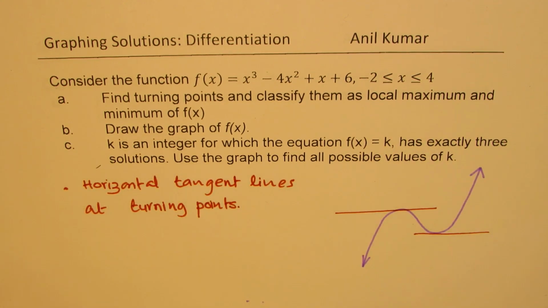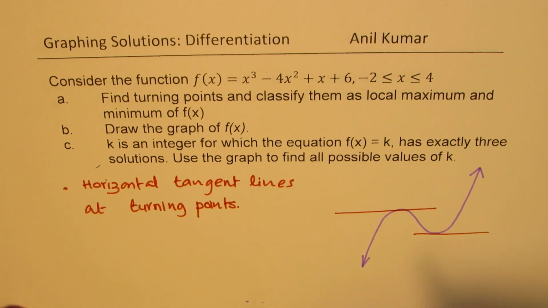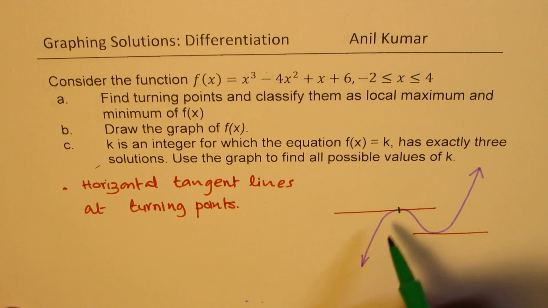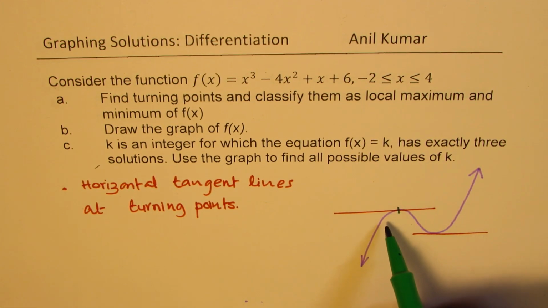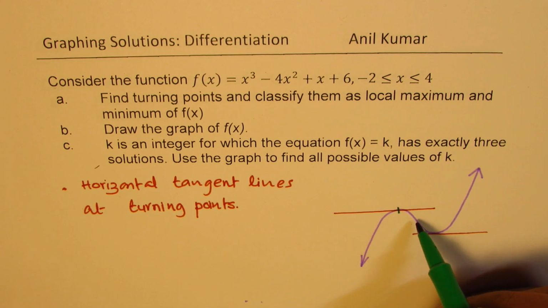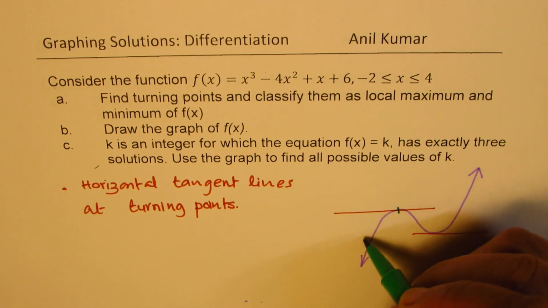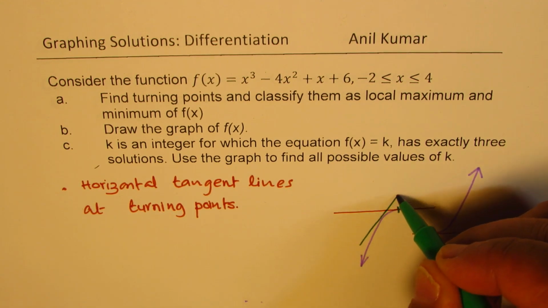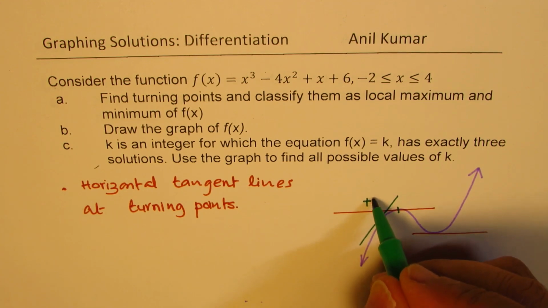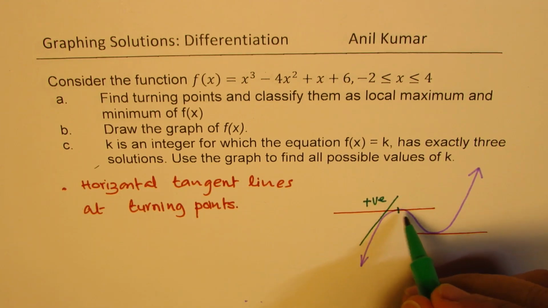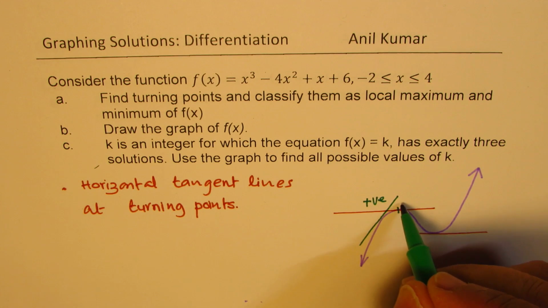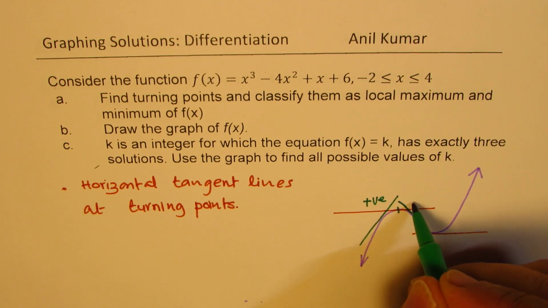So how do we do that part? To figure out whether it's a local maximum or a minimum, we actually look at the tangent line slope on the left and right side. So on the left side, if it is a maximum, you see the slope is positive, and on the right side of the turning point, the slope is negative.